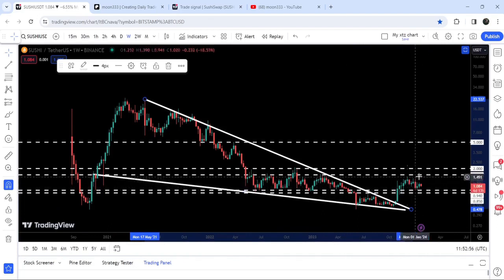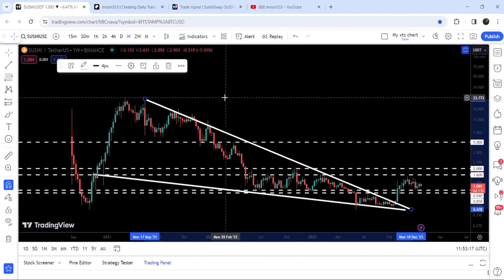Now, there is a probability that after testing this support once again, the price line can make another attempt to break out the next resistance of $1.60. And after that, the imminent resistance will be here at $2 that has been previously breaking as a resistance here. And now it can again break as a resistance for the price line. Now, if we take a look at the final target for this huge breakout from this falling wedge pattern, that target is here at the top of the wedge that can be between $23 to $25.